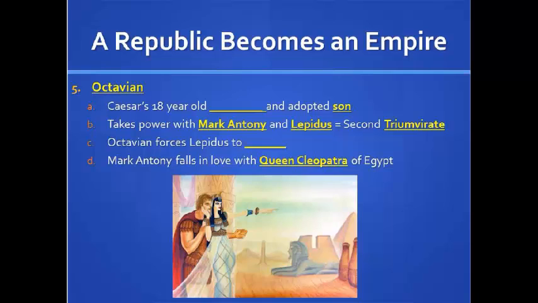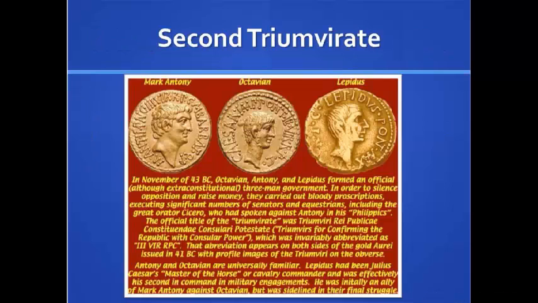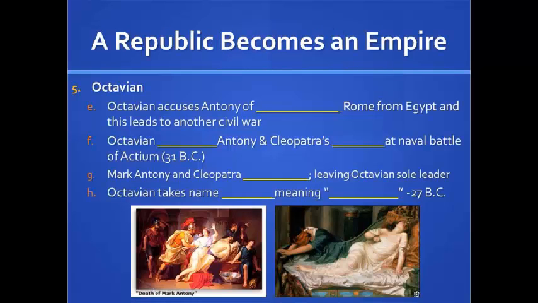The importance of knowing this, that Octavian forces Lepidus to retire and Mark Antony falls in love with Cleopatra, starts creating discontent between the two remaining leaders, between Octavian and Queen Cleopatra. And here again we see a little description about this triumvirate powers of Mark Antony, Octavian, and Lepidus. And you can read that on your own if you choose. It gives you some interesting information there.